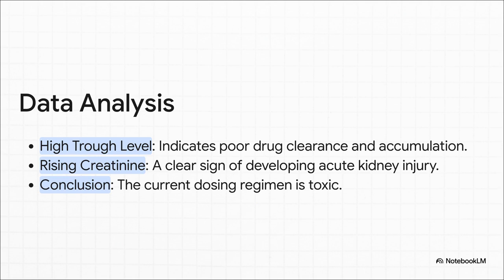All right, let's break down the data. That high trough level is a blaring alarm bell. It tells you the drug isn't being cleared. It's building up. You combine that with the rising creatinine, and the picture becomes crystal clear. This is drug-induced kidney injury in progress. The clinical implication is unavoidable. The current dosing regimen is toxic, and you have to do something about it immediately.